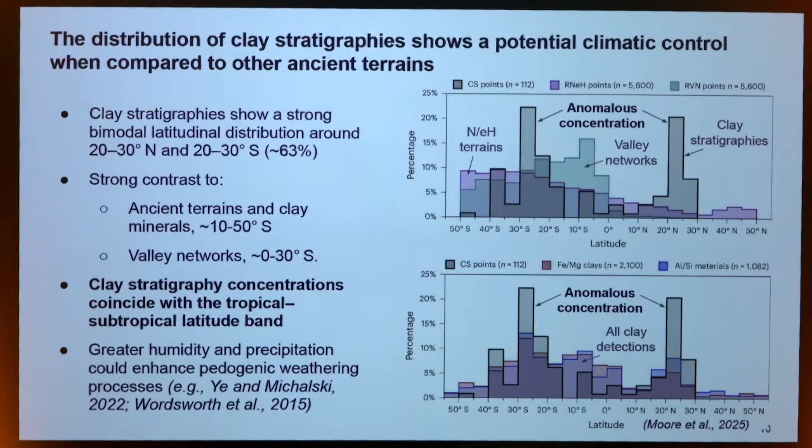And so that's very different from, again, these other ancient characteristics of the Noachian, which is interesting because that concentration coincides with the tropical to subtropical latitude band. We've seen a few nice climate maps yesterday showing where you might expect enhanced precipitation, and that's one of those locations, so that's really interesting. And that's consistent with some ideas about where you might expect to find more water.